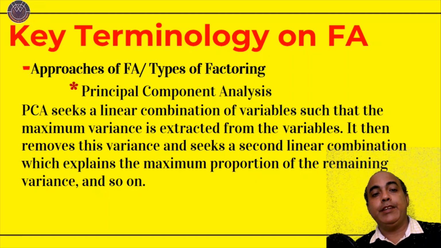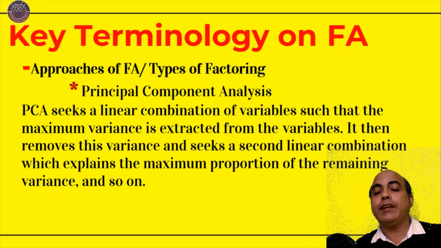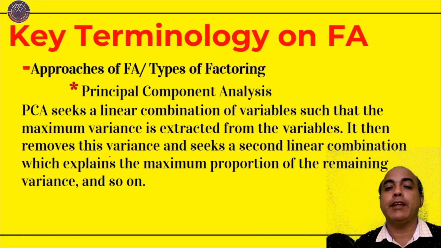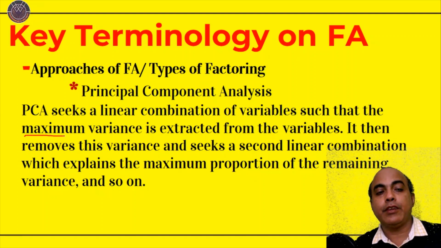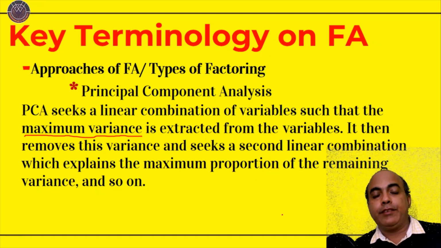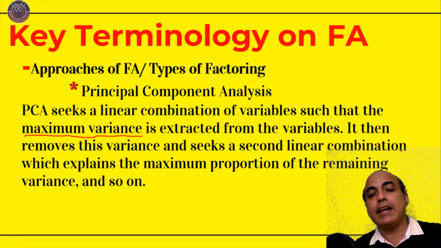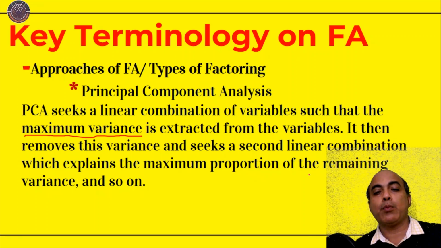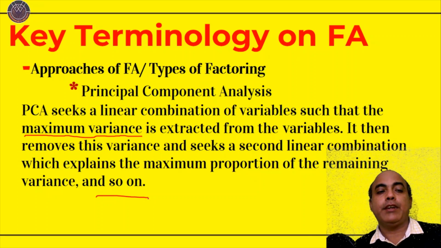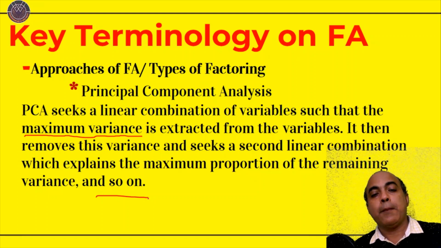Okay, let us first see in detail what is principal component analysis. PCA, or principal component analysis, seeks a linear combination of variables such that the maximum variance is extracted from the variables. It then removes this variance, and then we go for the second iteration. We seek a second linear combination which explains the maximum proportion of the remaining variance, and so on. So this is the process in principal component analysis. We extract the maximum variance first, then we go for the second step where we again try to segregate the variables based on their maximum variance.